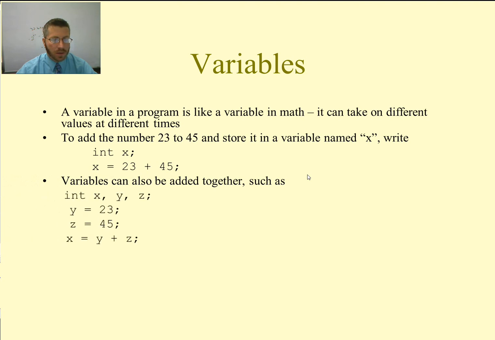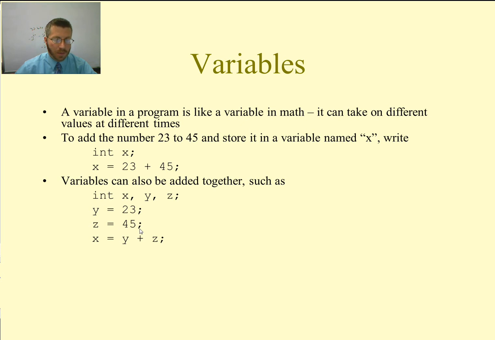We can also create multiple variables and add them together. So you see here I've created 3 different variables of type integer, an x, a y, and a z. If I create more than one variable on the same line, I separate them by commas. So here's my variable x, which is an integer. Here's my variable y, also an integer. Here's my variable z, also an integer. I then assign some values to y and z. I assign the value 23 to y, followed by a semicolon. Assign the value 45 to z.